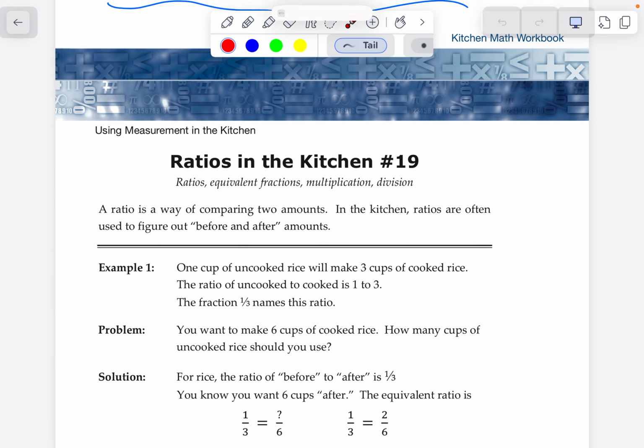So when we were doing scale drawings, we had played with proportions. So none of this should be math that we haven't touched upon before. So let's read this example.